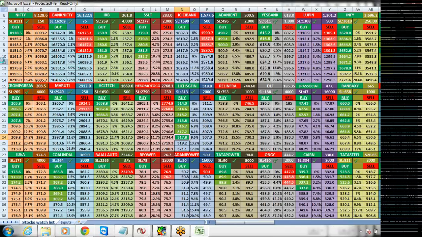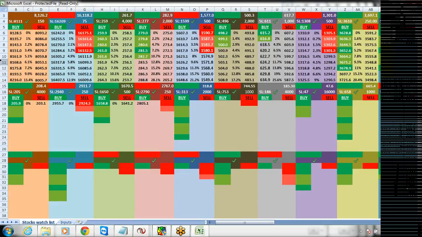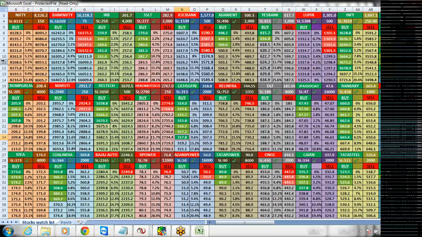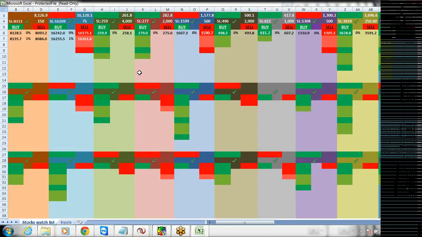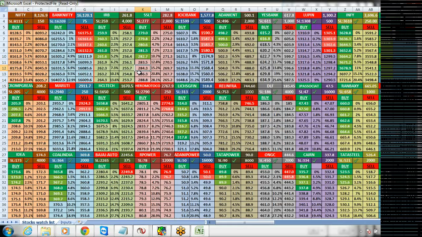Now let me just tell you what's happening with SSLT. SSLT can make its final target, so I will wait. 284, I will wait, because SSLT is a 2000 lot. Now it is at 83. If it makes 84, that will be another 2000 rupees extra profit, but it can make its final target. Let me just check IRB.